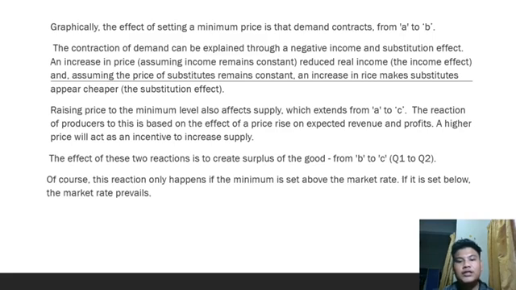Raising price to the minimum level also affects supply, which extends from A to C. The reaction of producers to this is based on the effect of a price rise on expected revenue and profits. A higher price will act as an incentive to increase supply. The effect of these two reactions is to create a surplus of the good from B to C, Q1 and Q2. Of course, this reaction only happens if the minimum price is set above the market rate. If it is set below, the market rate prevails.